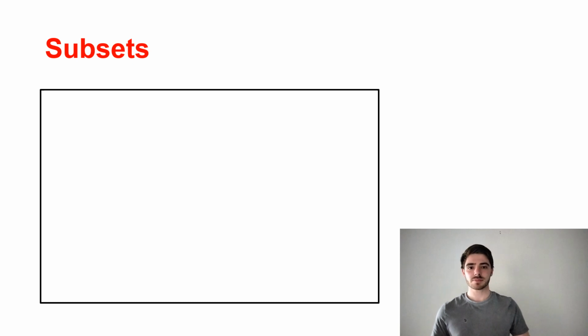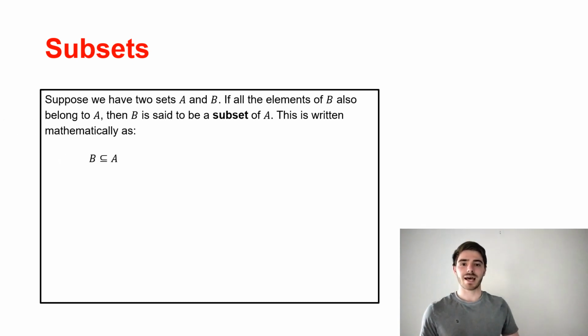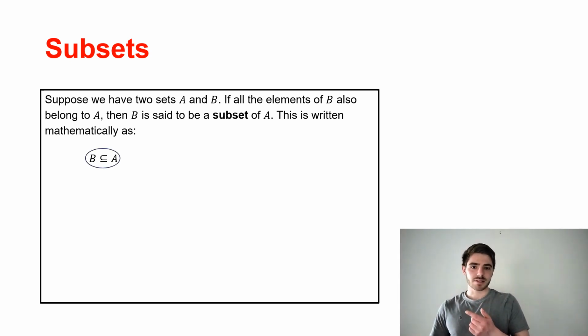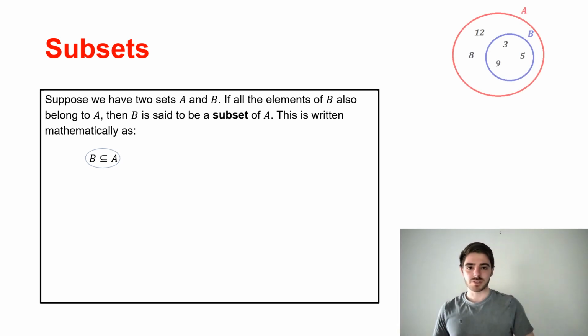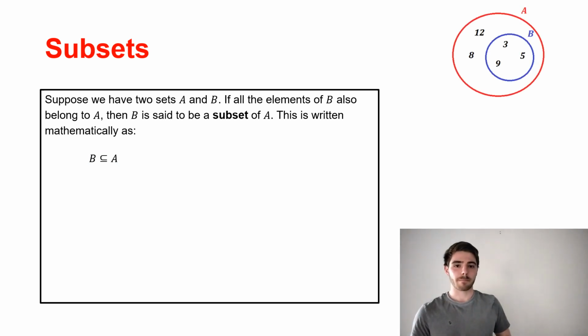Now, let's talk about subsets. Suppose we have two sets, A and B. If all the elements of B also belong to A, then B is considered a subset of A. This is written mathematically using this symbol here, this weird inverted U looking thing. And the Venn diagram above shows what this looks like visually. Notice how the set B is entirely contained within the set A.